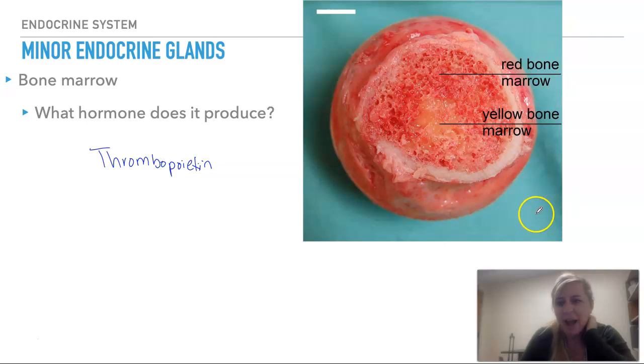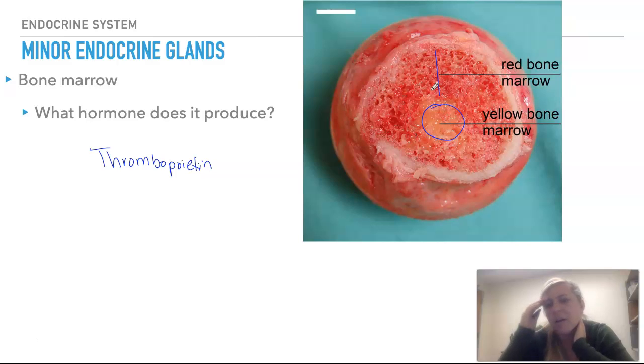which are important for blood clotting. And in this picture, you can see the difference between the red and the yellow bone marrow. Remember when we were looking at spongy and compact bone earlier this semester, right? The yellow bone marrow is a site of fat storage, whereas the red bone marrow is where we see blood cell formation happening. So it also functions to produce a hormone.